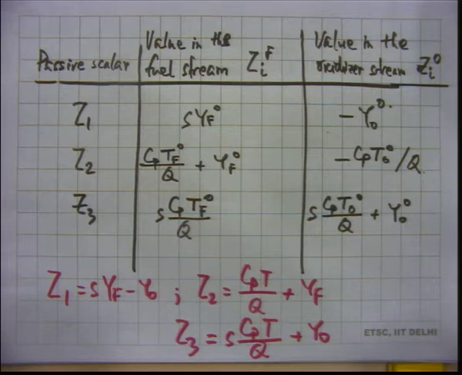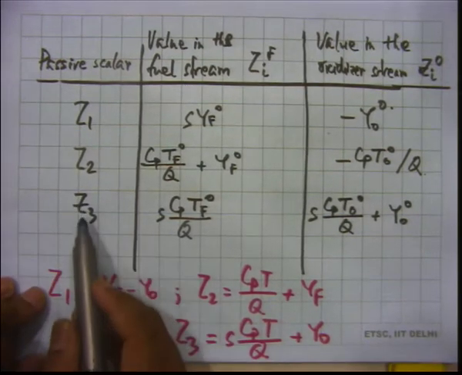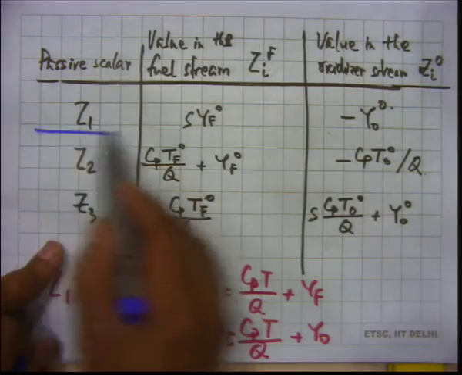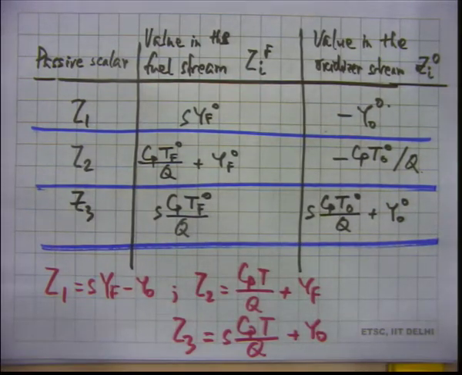This is a table which I made. It lists these passive scalars. So, we have capital Z1, capital Z2. This is also a capital Z. By mistake, I crossed it here. This is also capital Z, so this is Z3. I have written these three things. You have to tell me whether these things are okay or not. You can write down later, but first tell me whether these are okay.